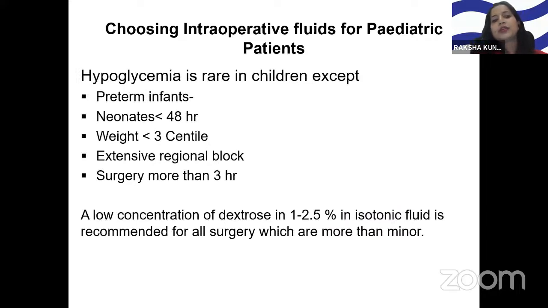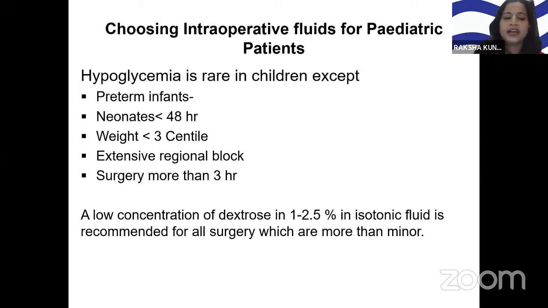Although hypoglycemia is rare in children, there are a few exceptions: preterm infants, neonates less than 48 hours old, a patient weighing less than the 3rd centile, or a patient undergoing an extensive regional block. Why extensive regional block? There is no stress, no adrenal release, no hyperglycemia, so these patients might get hypoglycemia. Also, if the surgery is continuing for more than 3 hours. So what would I choose?